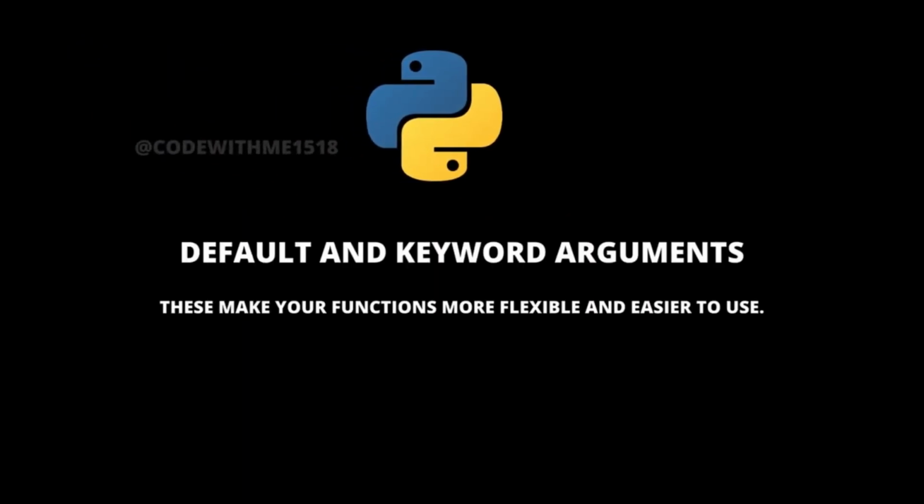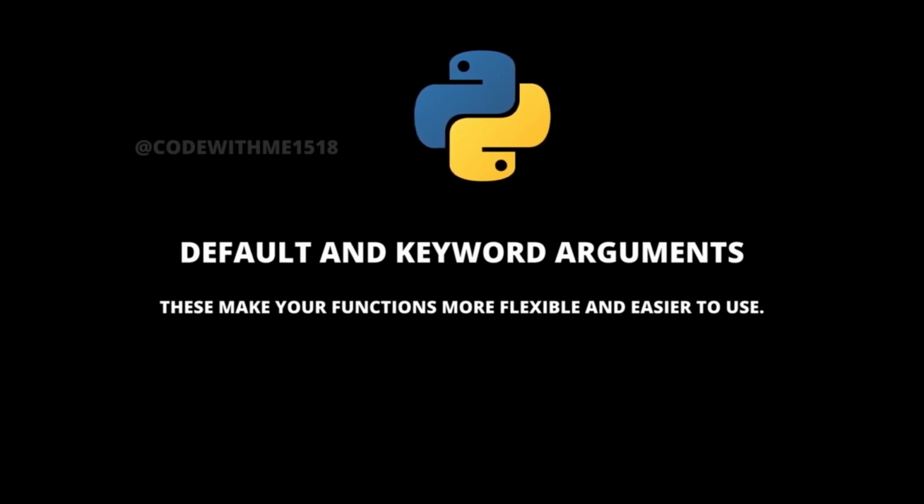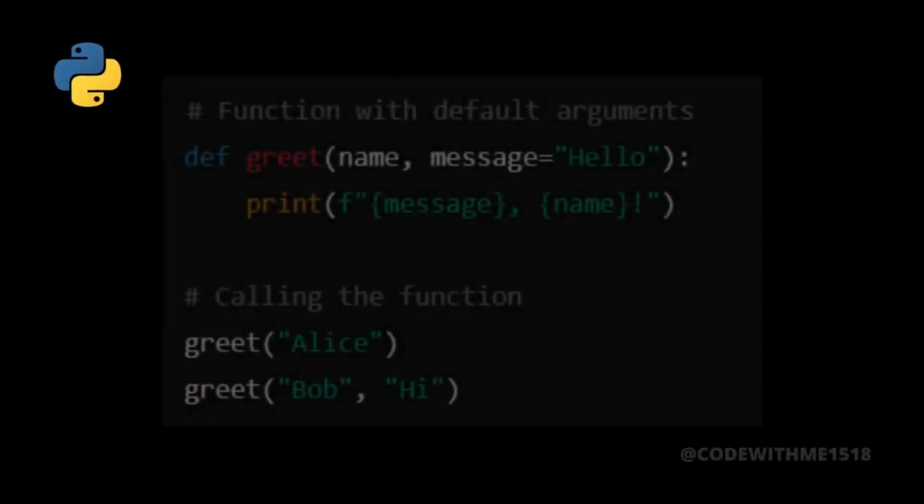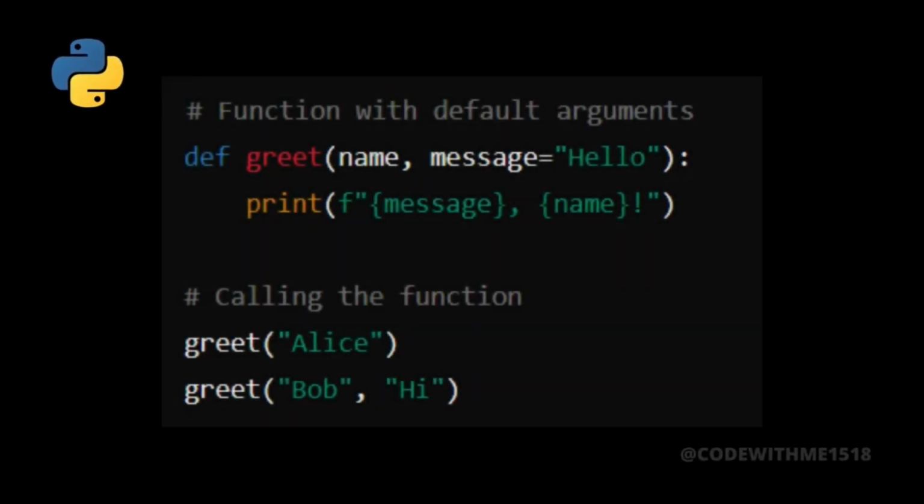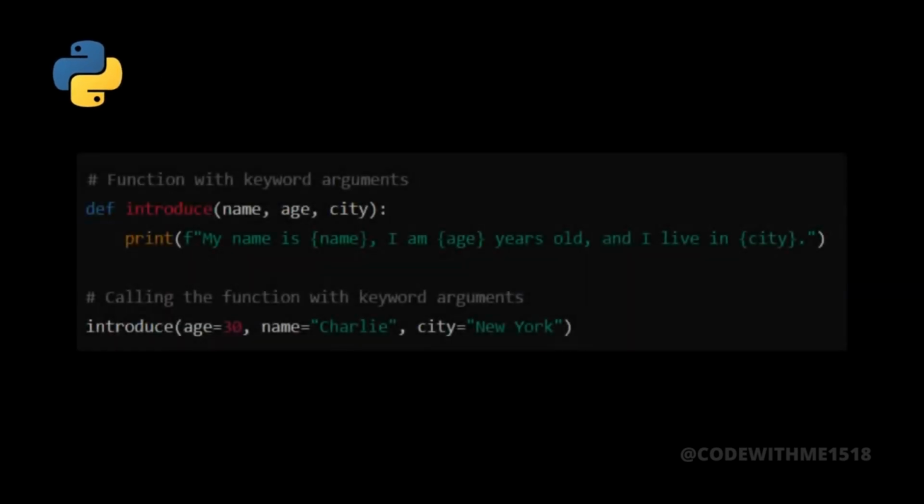Now, let's talk about default arguments and keyword arguments. These make your functions more flexible and easier to use. Here's an example of a function with default arguments. In this example, the message parameter has a default value of "hello". If you don't provide a value for message, it defaults to "hello". You can also use keyword arguments to specify parameters by name. This way, you can provide arguments in any order, making your function calls more readable.